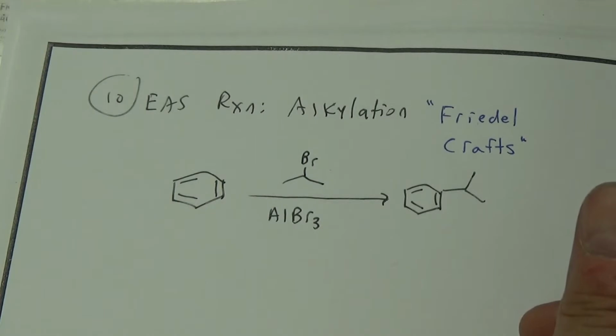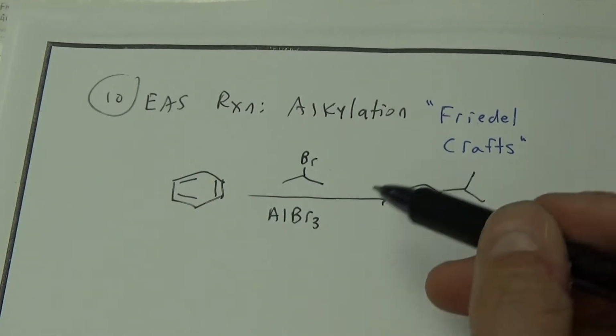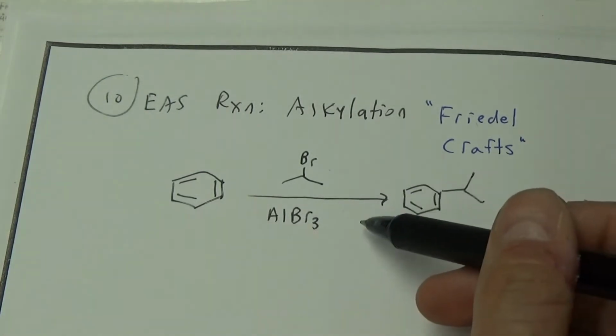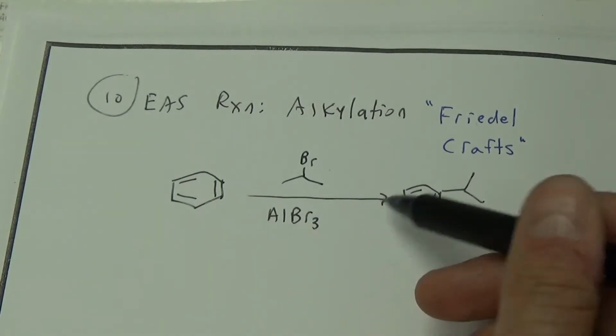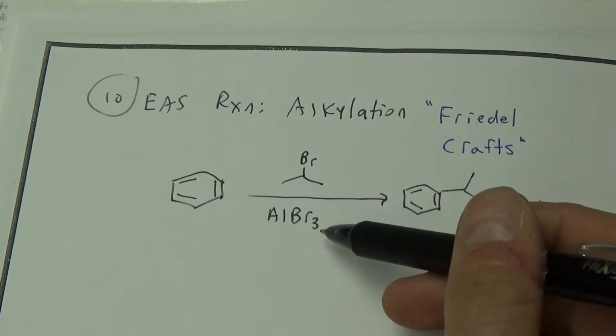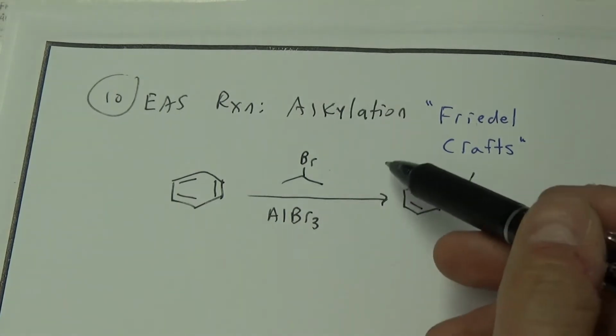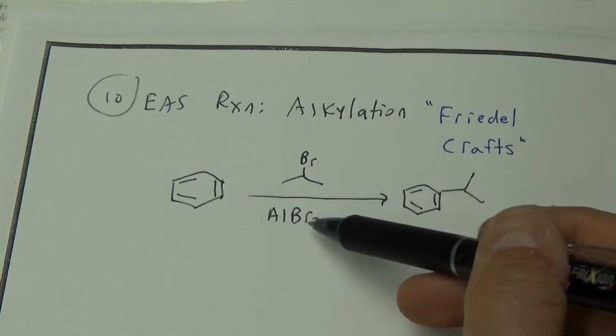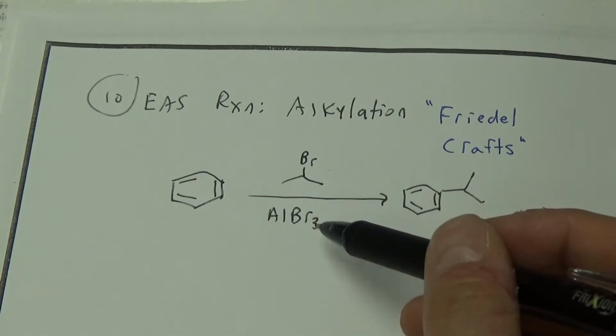AlBr3. And what was the other metal we saw in this chapter? We saw aluminum, and then we also saw AlBr3. What did we see for bromination and chlorination? It wasn't aluminum, it was iron, right? Iron bromide or iron chloride. So this is like the other metal that we see in this chapter.